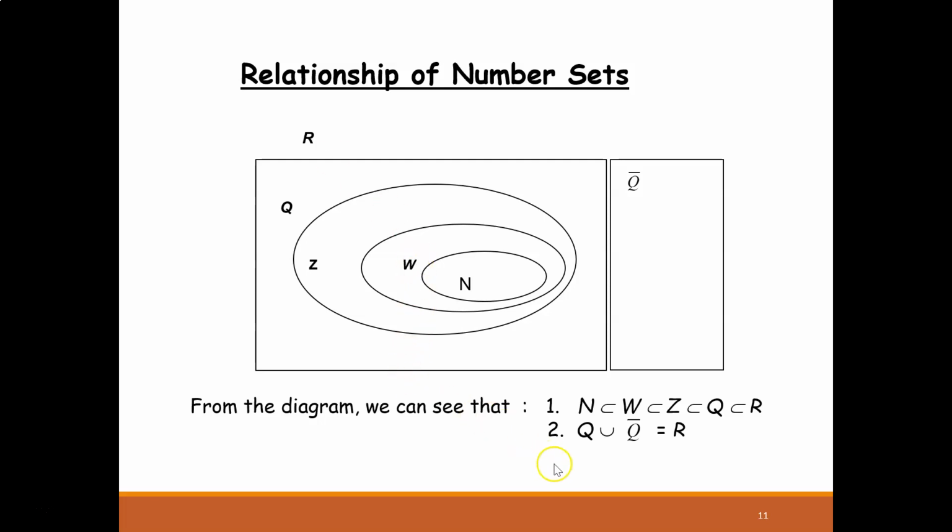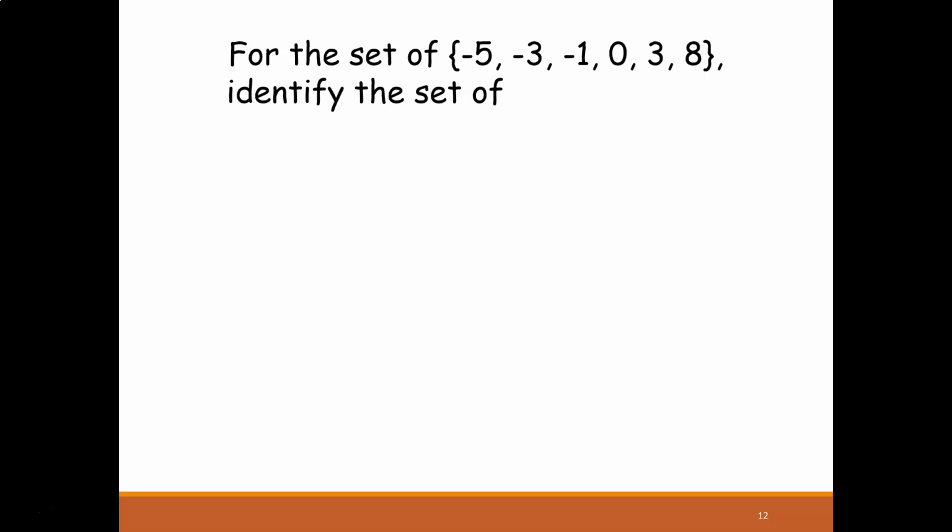And then number 2, we have Q union Q complement. Union means you mix up, you gabungkan, you total up these two, this whole thing Q and this Q complement, you will have real numbers. This U over here is union. Union means you combine both sets Q and Q complement. Okay, that is about relationship of sets.